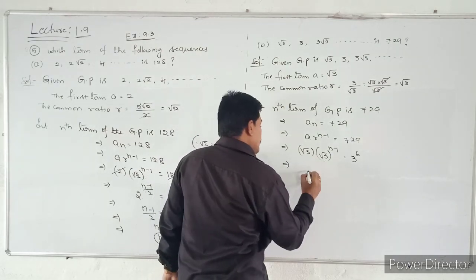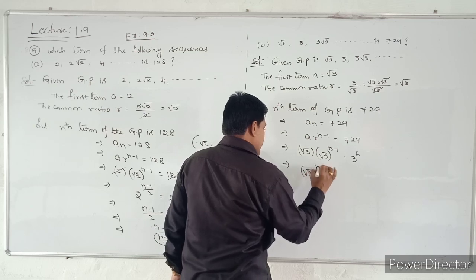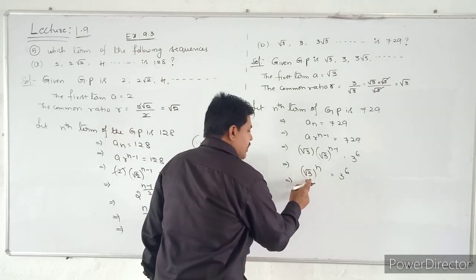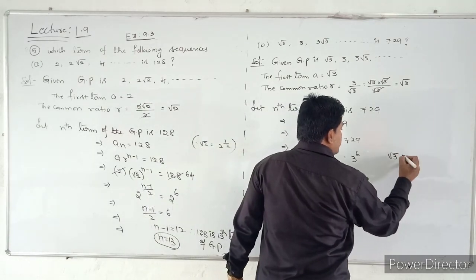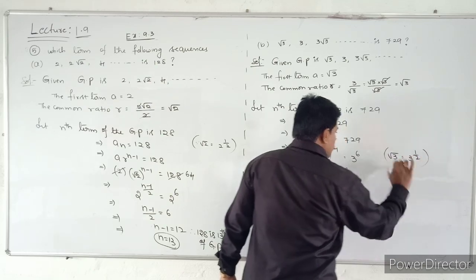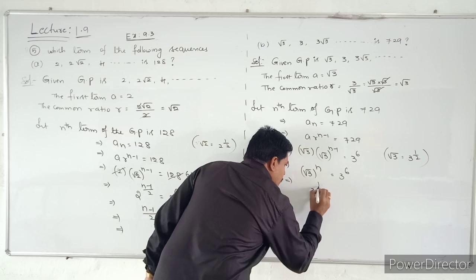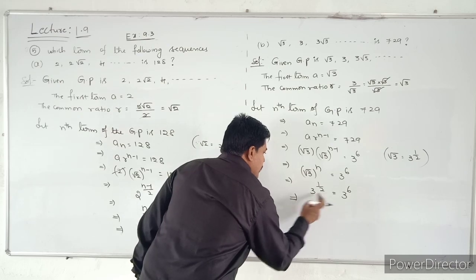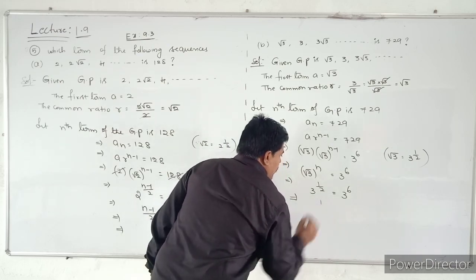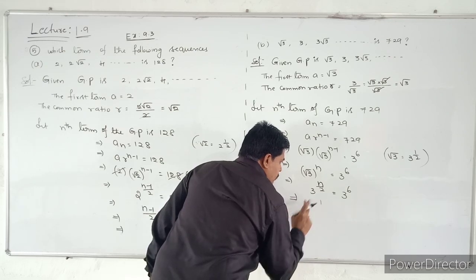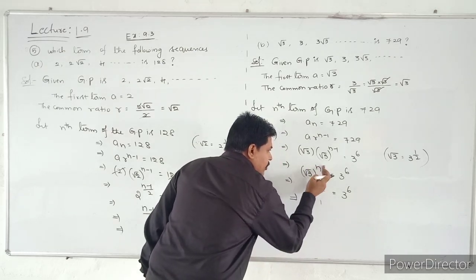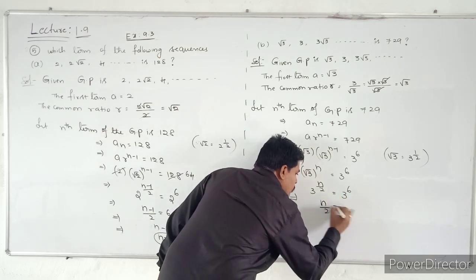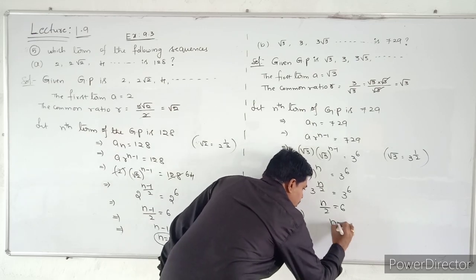Here root 3 into root 3 power n minus 1 becomes root 3 power n, which is equal to 3 power 6. Root 3 can be written as 3 power 1 by 2. So 3 power 1 by 2 whole power n becomes 3 power n by 2, equal to 3 power 6. The bases are equal, so you can equate the powers. n by 2 is equal to 6, so n is equal to 12.